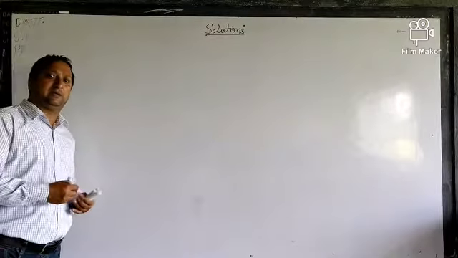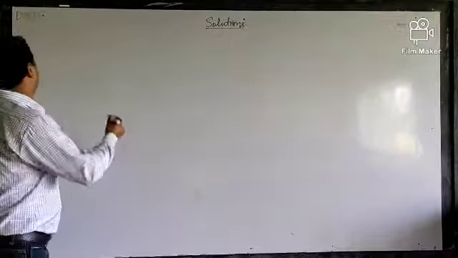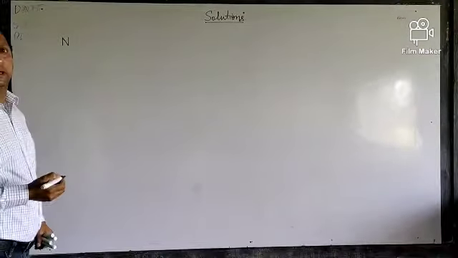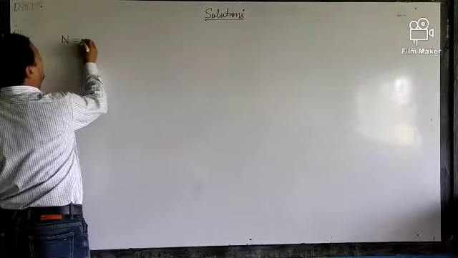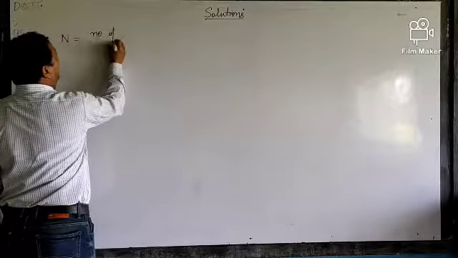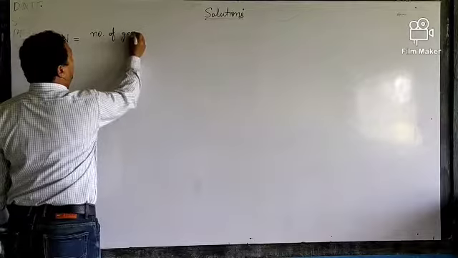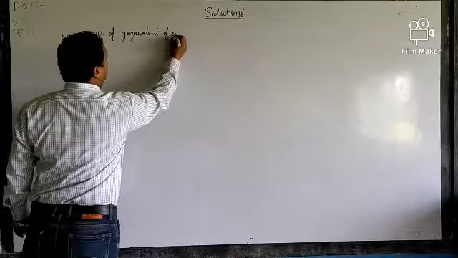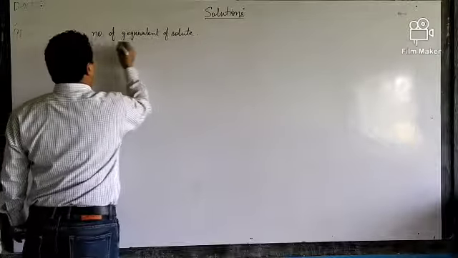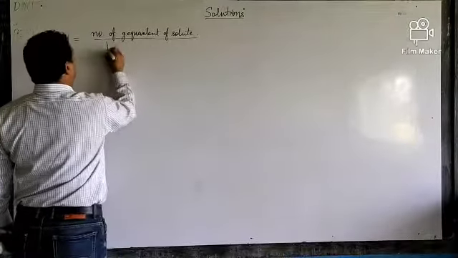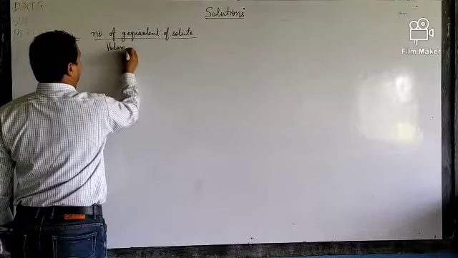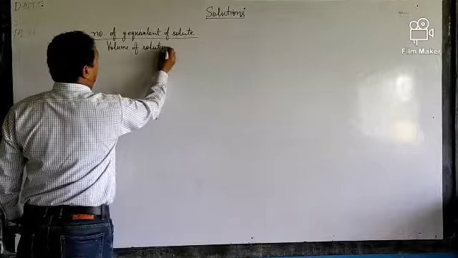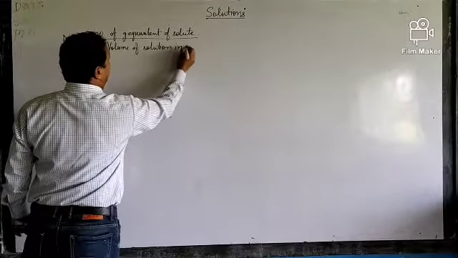Students, last time we have studied about the normality. So what was normality? It was represented by N, and N is equal to number of gram equivalent of solute upon volume of solution in liter. Okay.